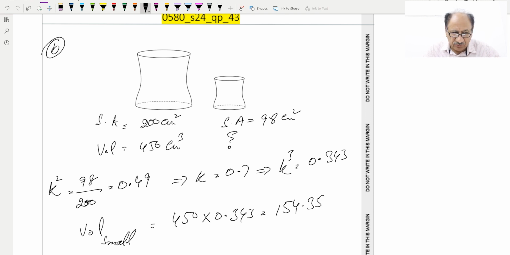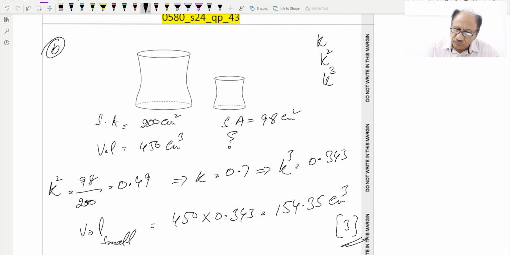154.35, this will be centimeter cube, and this is a 3 marks question. Hopefully you understood this. So for length ratio, we are using K. For area ratio, we are using K square, and for volume ratio, we are using K cube. This is the rule which you should keep in mind so that you can easily apply this method.